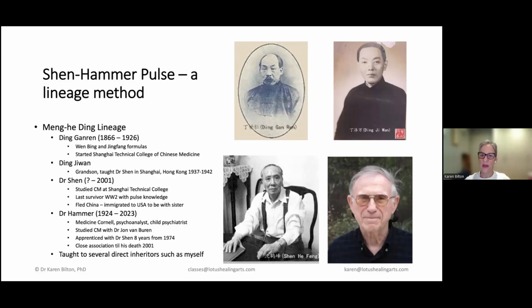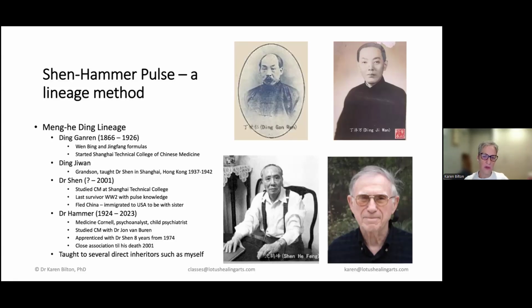So Ding Jiwan was the grandfather of the person who taught Dr. Shen. Ding Jiwan was Dr. Shen's instructor. This is Dr. Shen here, and Dr. Shen was Dr. Hammer's instructor. Now, the interesting thing about all of this is that this knowledge, Dr.